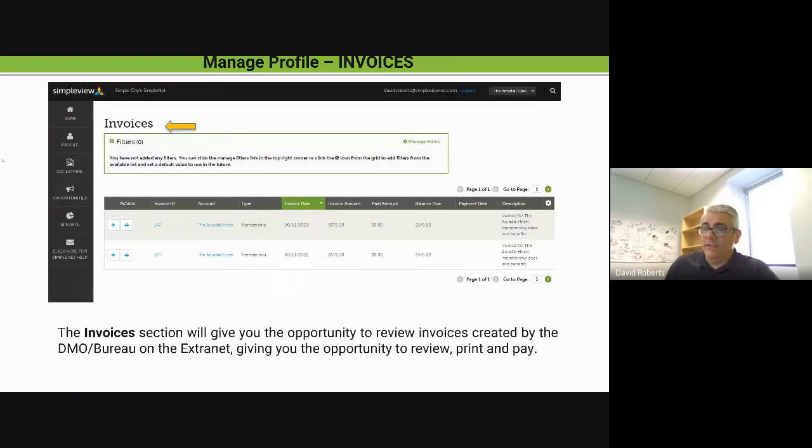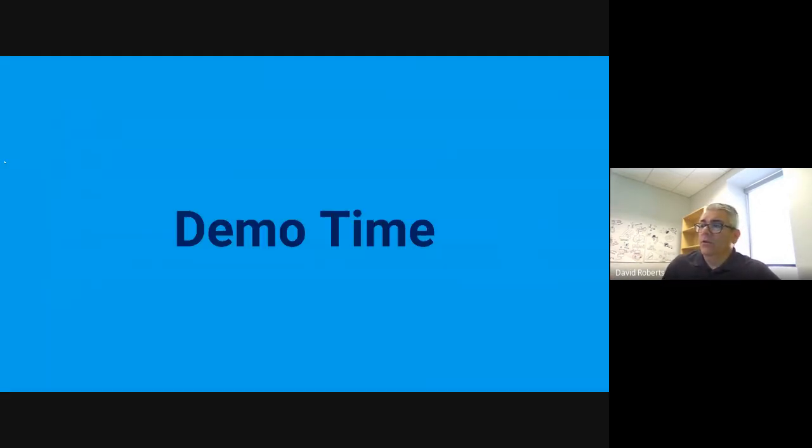And then invoices. The invoices section will give you the opportunity to review invoices created by the team at Visit Big Sky. And then you can review these, you can print these, and you can pay these, right from the extranet. So very convenient. So let me show you what that looks like now. All of that information that I just showed you, let's go through it in a real example and see what that looks like.